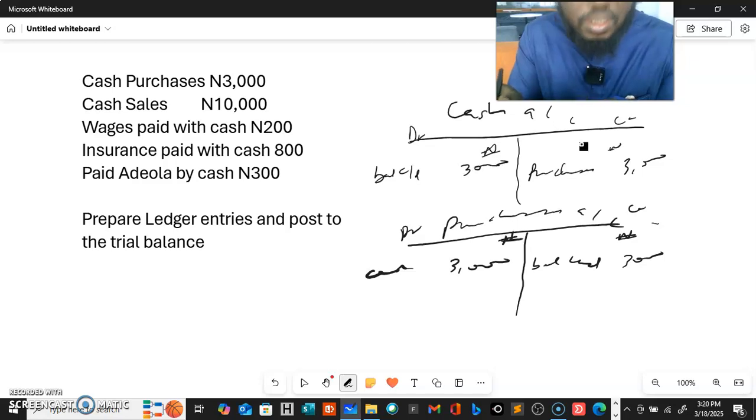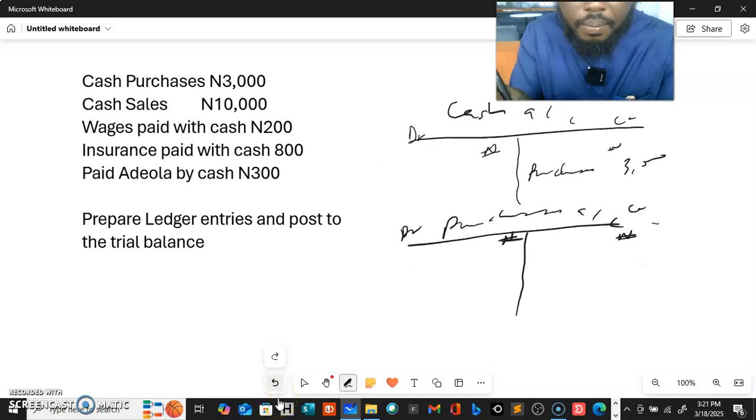Let's go ahead. We also have another, cash sales. In this case, we're going to have the accounts in one place, so let me prepare that very well so that we can have enough space.